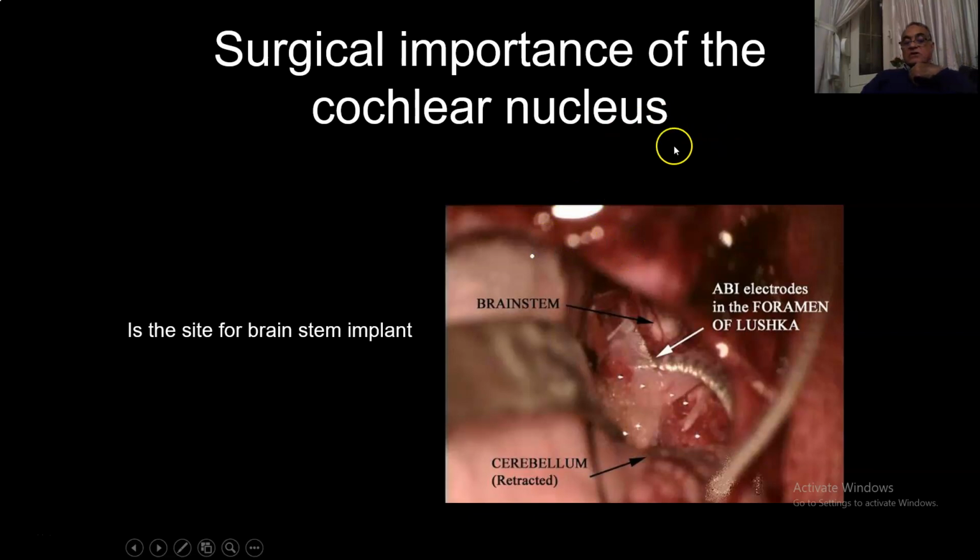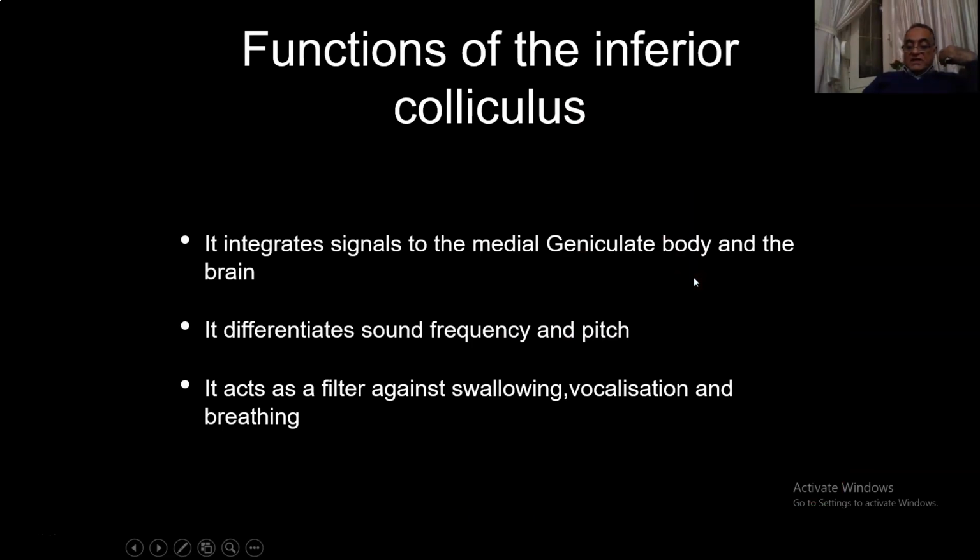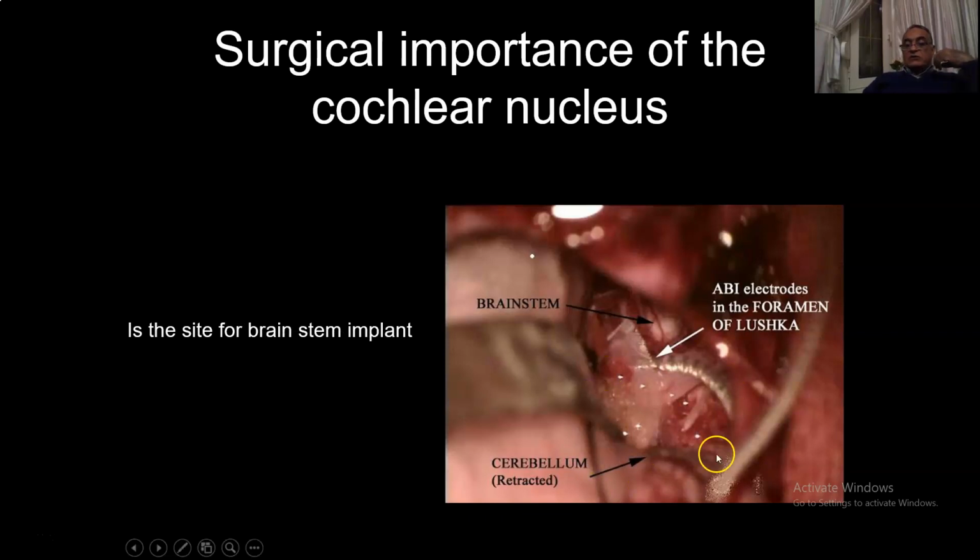Surgical importance of the cochlear nucleus is the site of implantation of the brainstem implants. Where do you find the cochlear nucleus? In the lateral recess of the fourth ventricle. You widen the foramen of Luschka, and you find that the anterior border of the lateral recess of the fourth ventricle is the cochlear nucleus, and this is where we put our brainstem implants.